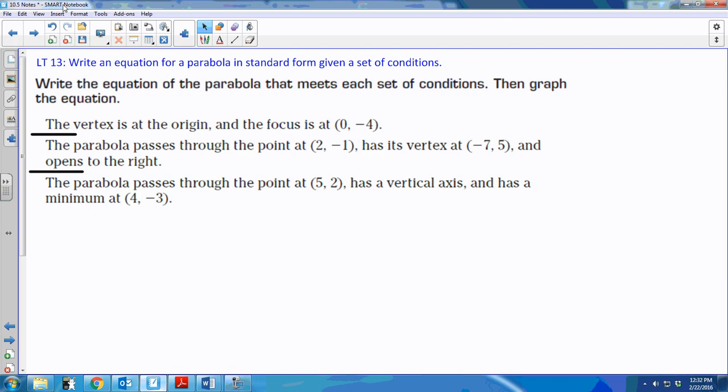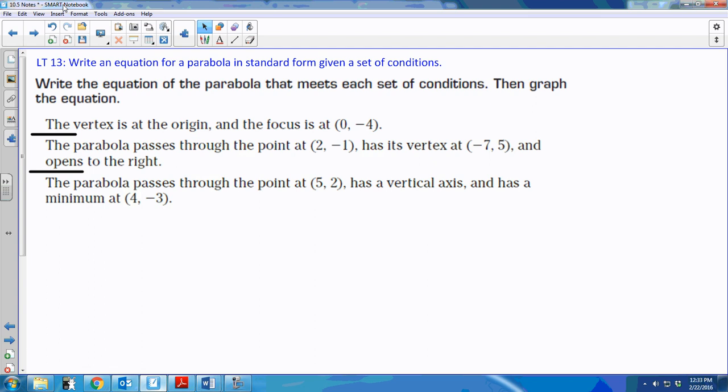Learning target 13 is just like we've been doing with all the conic sections. We started off by taking an equation in standard form and graphing it, and then we had general form and we rewrote it and graphed it. We did all those parabolas already. At the end, we would take a list of information and write the equation. Same thing here for parabolas. Learning target 13 is just taking a list of information for a parabola and writing an equation.